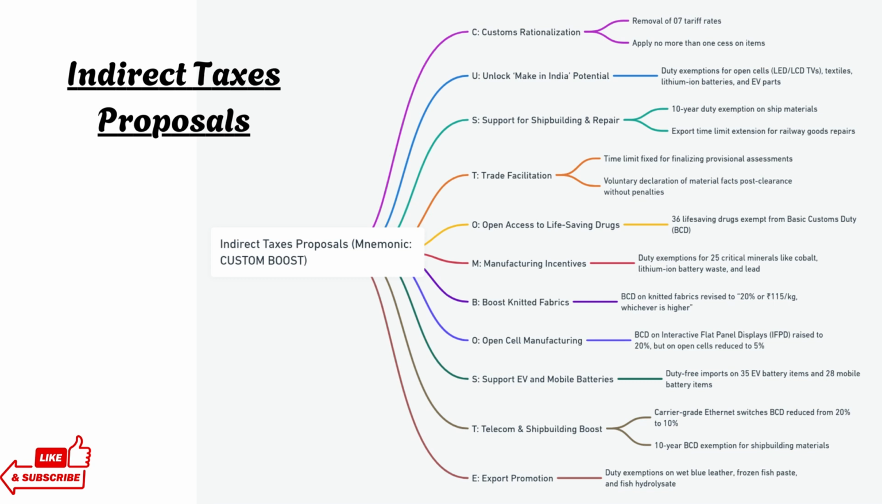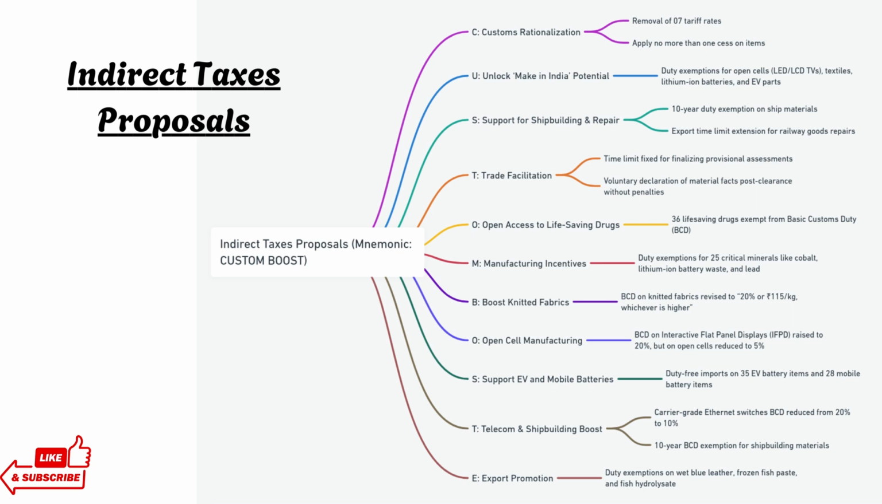T. Textile incentives. Duty-free imports for shuttleless looms and capital goods, making textile production more competitive. India's textile sector is poised to grow globally thanks to this support. 3. Life-saving medicines. Open access to essential drugs. 36 life-saving drugs have been fully exempted from basic customs duty. Another 6 medicines have a reduced duty of 5%, helping patient affordability. This is a major win for patients needing critical treatments.